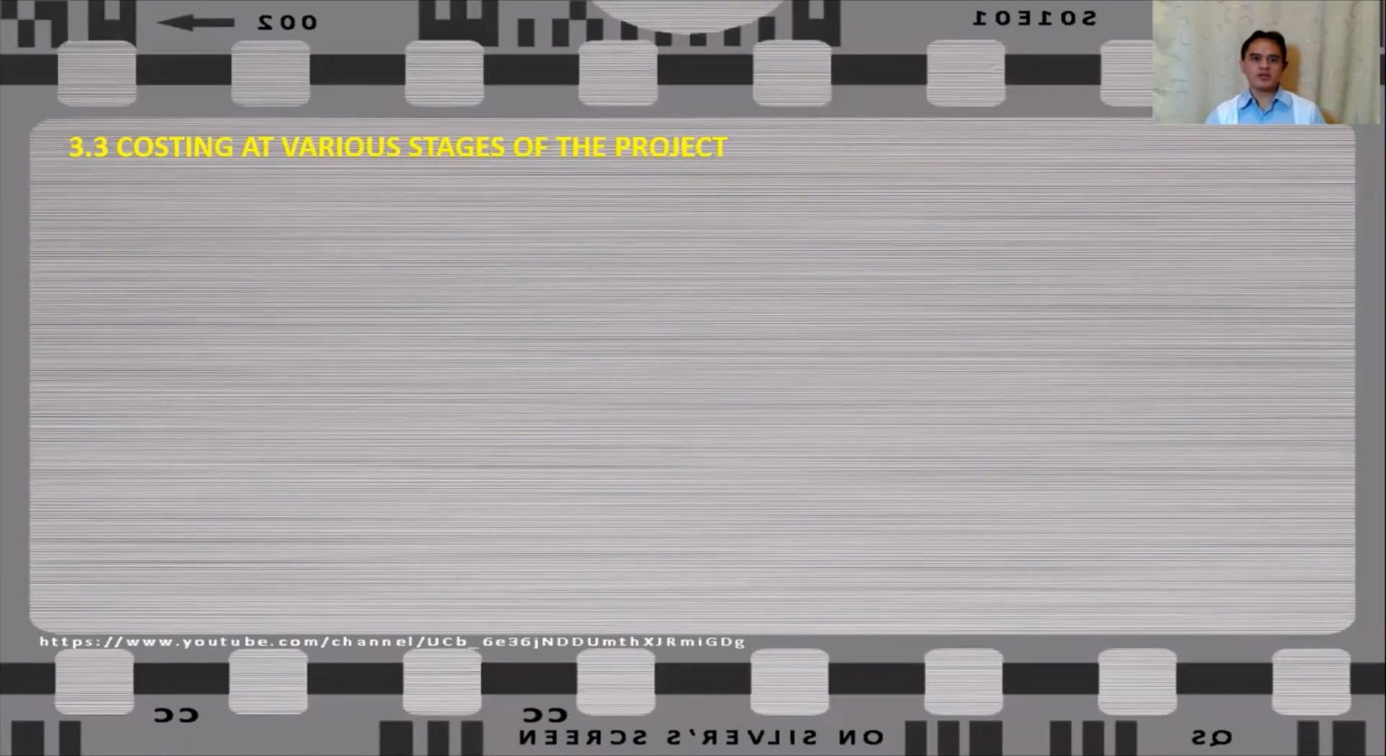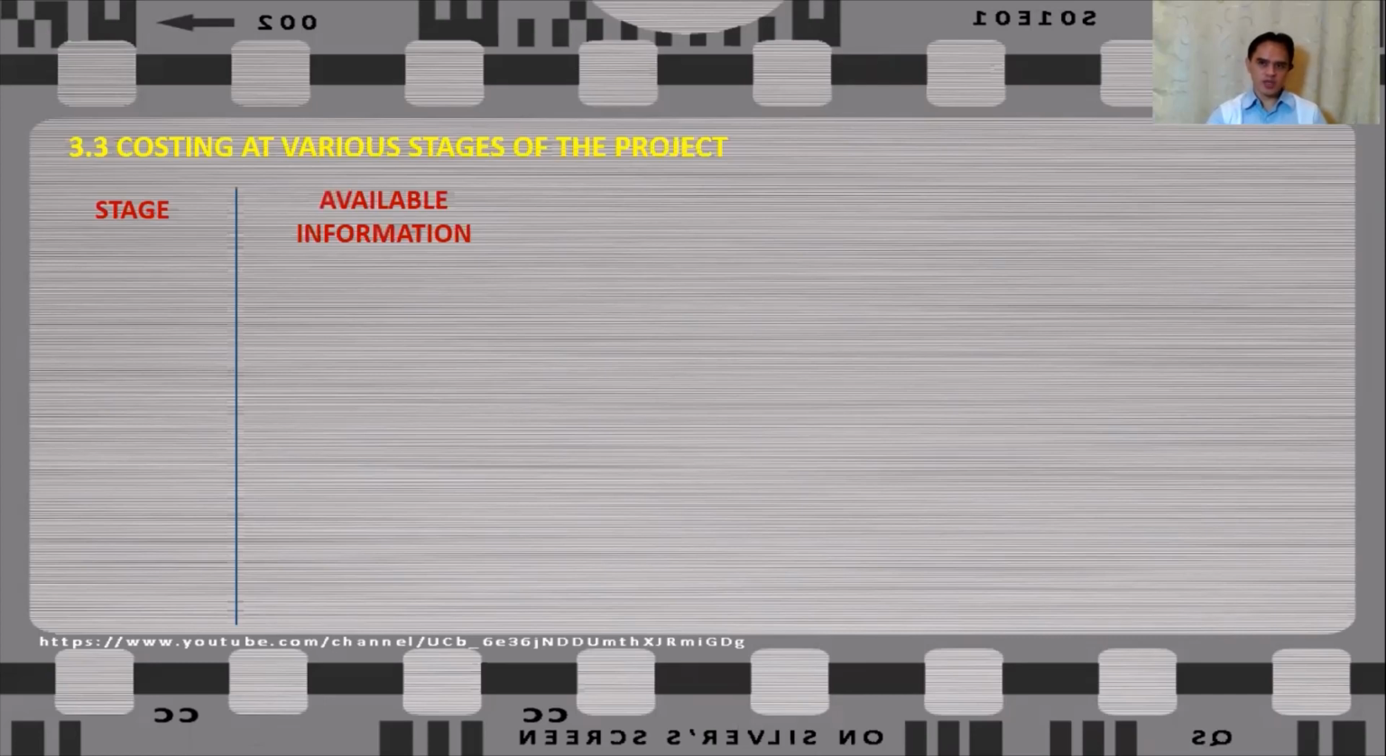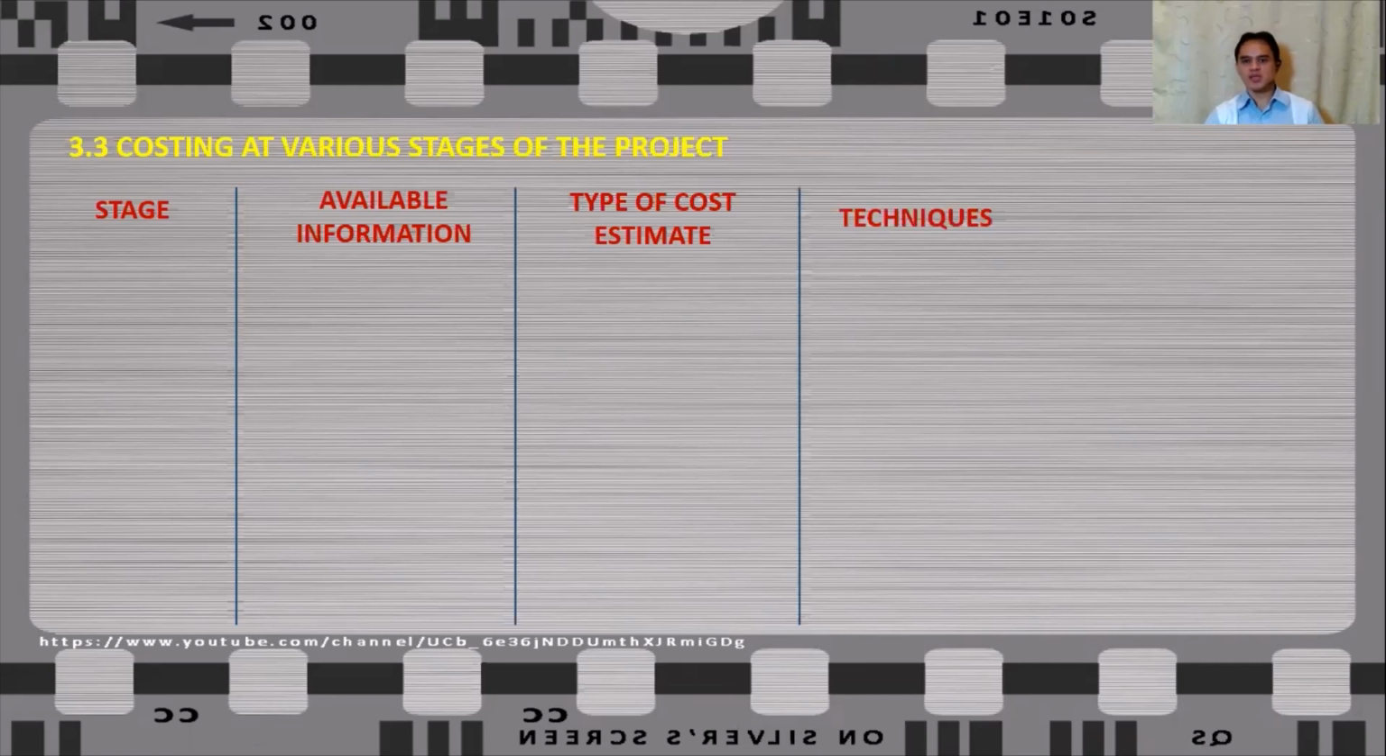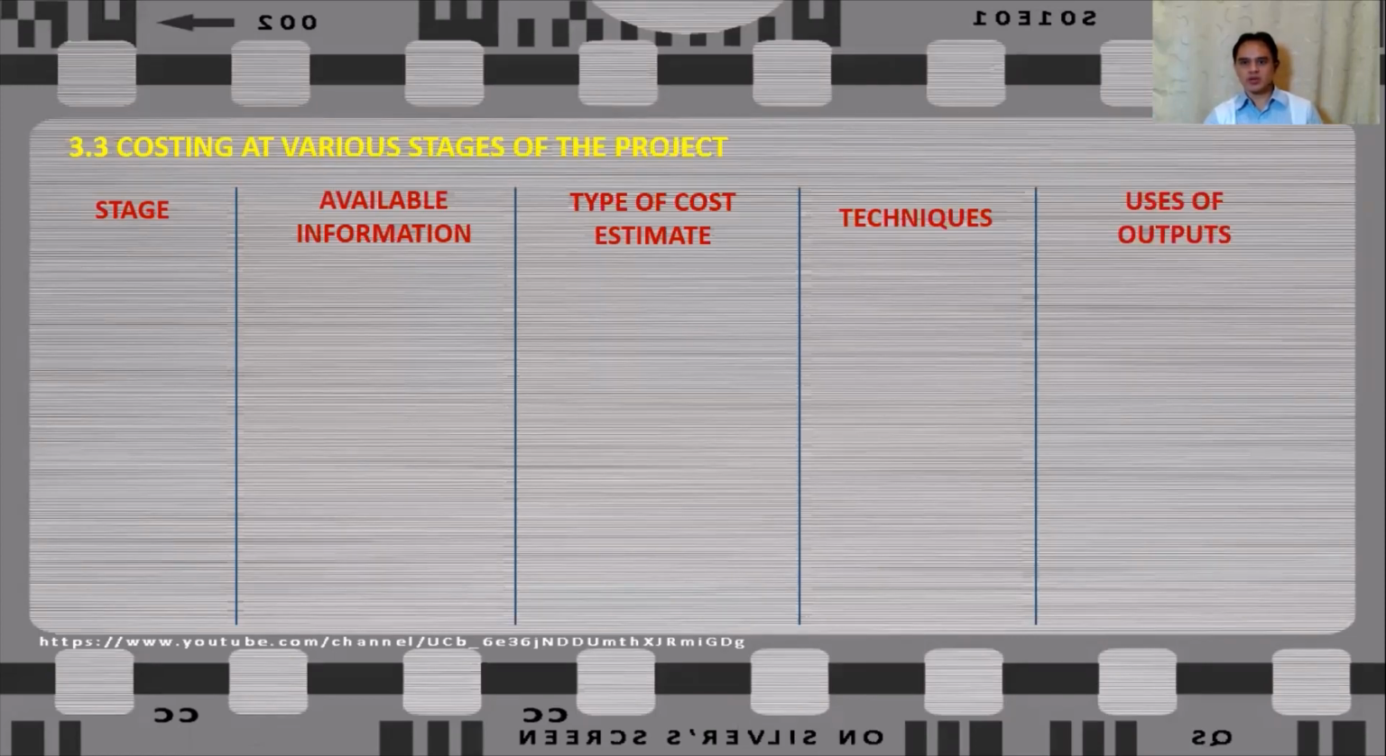Now let's talk about the various stages of the project and the costing at various stages. First, we will talk about the stage, and then the available information during that particular stage, what type of cost estimate that you can come up with, and the cost estimating techniques that you can apply. And also, we are going to talk about how to use the outputs of these cost estimating techniques or procedures.